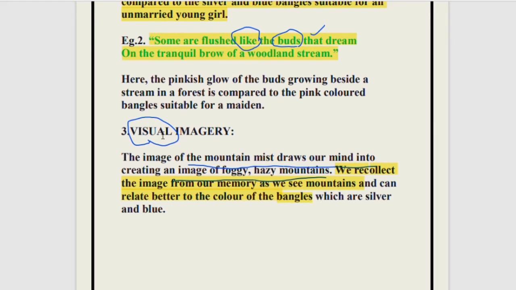Okay, that is why this is a visual imagery. It is there in our mind. We can sense it, we can feel it, as we have already seen the mountain mist. That is why it is a visual imagery. It has an effect on our sight.